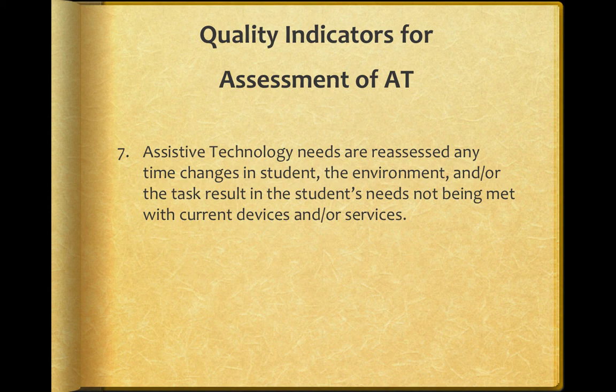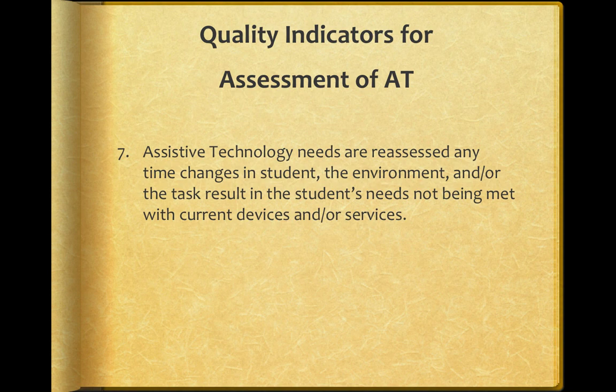Indicator 7. Assistive technology needs are reassessed anytime changes in the student, the environment, and or the task results in the student's needs not being met with current devices and or services. As the student changes and develops, as the environment changes and they transition to new environments, and as the tasks change, we're also looking at if that assistive technology still meets the student's needs.